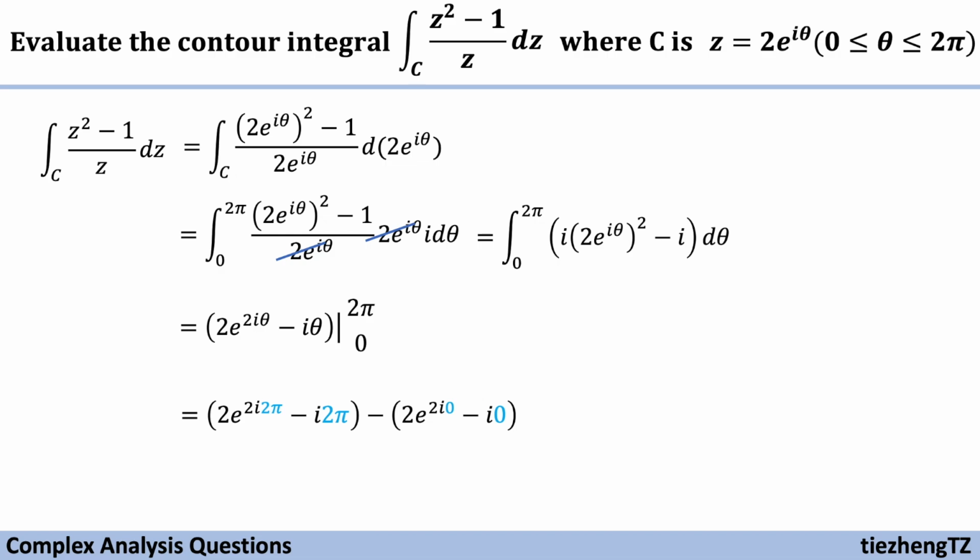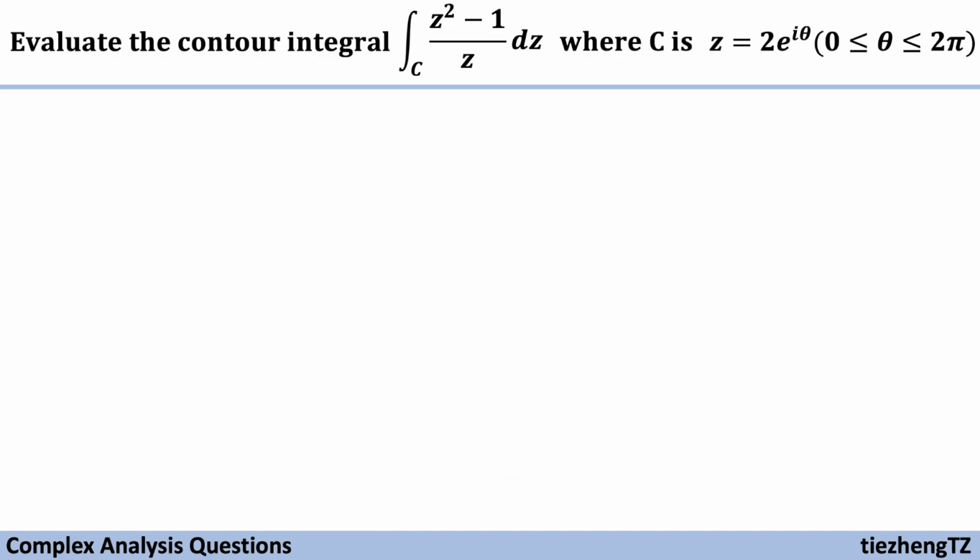which becomes 2 times e to the power of 2i times 2 pi minus i times 2 pi, and then minus 2 times e to the power of 2 times i times 0 minus i times 0, which becomes 2 times 1 minus i times 2 pi, and then minus 2 times 1 minus 0. Do the simple math. The final answer of this question is minus 2 pi i.